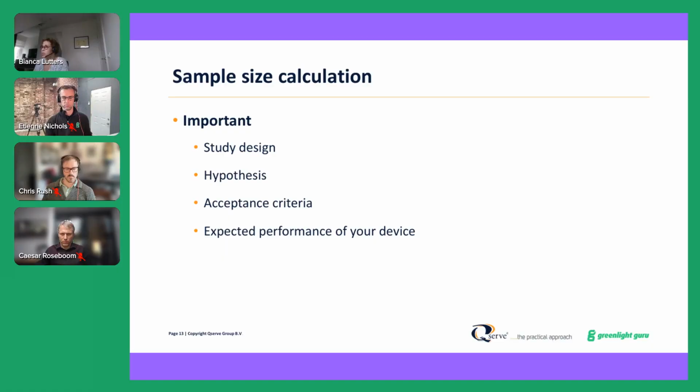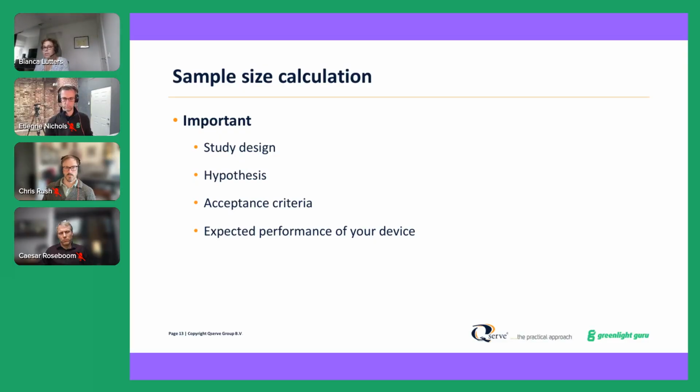You have your hypothesis. My device is the same or better, being a non-inferiority study. My device is better, being a superiority study, usually requiring a higher sample size. What are your acceptance criteria? And what, based on the state of the art? And what's the expected performance of your device? If you expect that your device is brilliant compared to the state of the art, and that's indeed the case, the sample size is lower than when your device is just a little bit better than the state of the art.